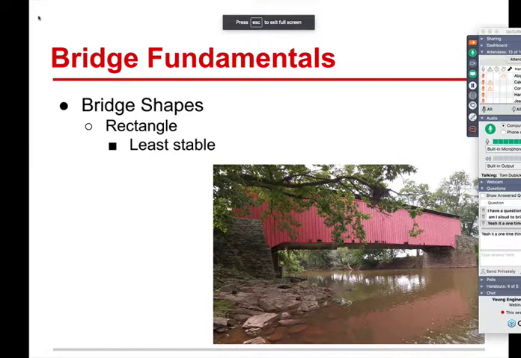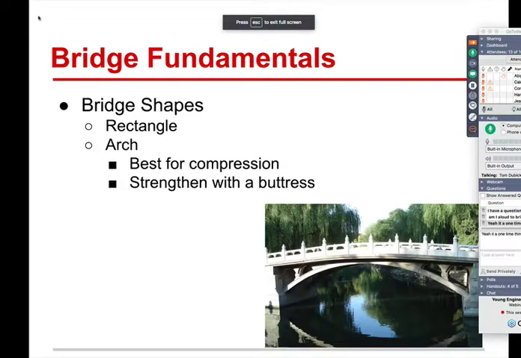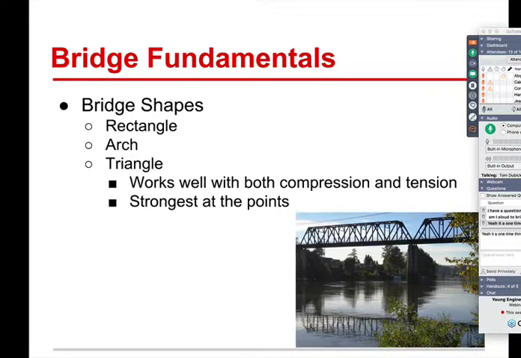So we just said rectangle is least stable. It's best for compression, strengthened with a buttress. That buttress is on this side. Here and here, the sides of a wall all act like a buttress. Any questions before I go? No, okay.